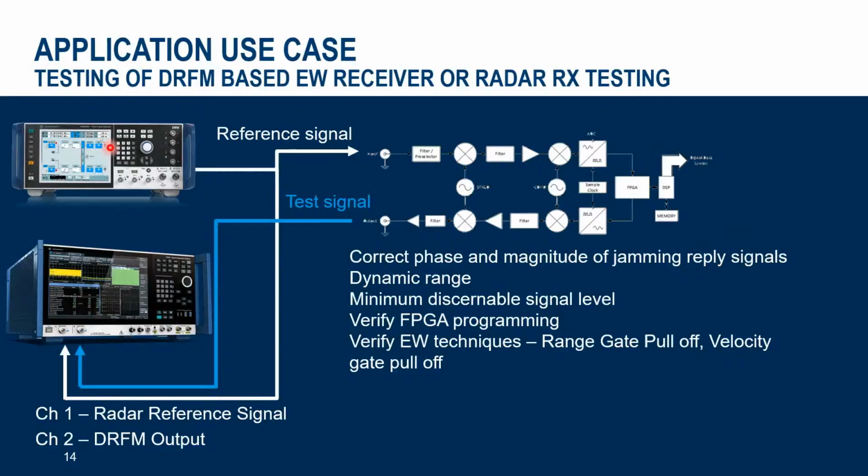So you use a signal generator. From the signal generator, we get the reference signal, and the reference signal is measured and fed into the DRFM, and we measure the test signal coming out of the device under test. And then we can directly measure the phase and magnitude change, and we can verify the FPGA programming. And scenarios like range gate pull-off and velocity gate pull-off can be verified directly in the analyzer.